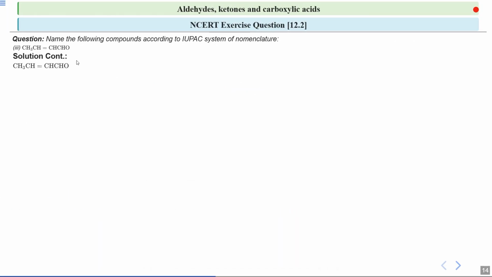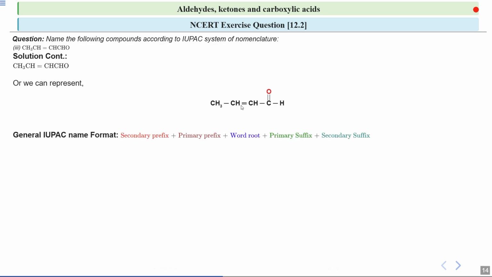In the next part, we have CH3CH=CHCHO. We can represent this in a better way, like this. Over here we again have an aldehyde group, and now we also have a double bond. The general IUPAC format again is the same: secondary prefix, primary prefix, word root, primary suffix and secondary suffix. It is very important to know this general IUPAC format.